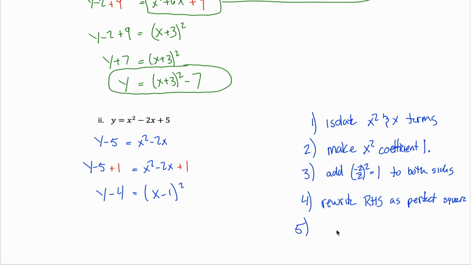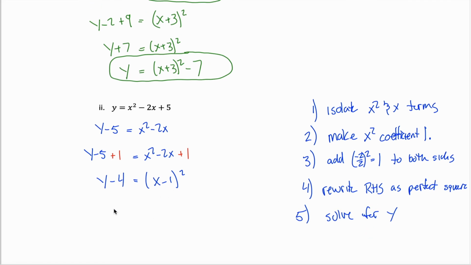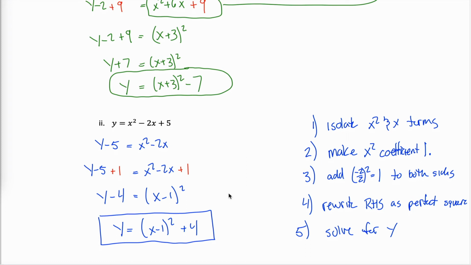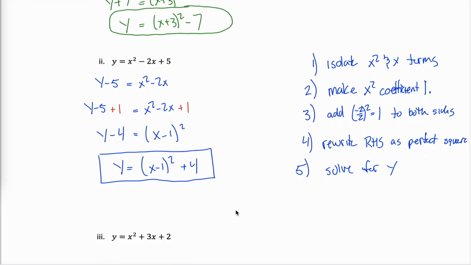Your fifth and final step is just to solve for y. In this case, it's pretty easy to solve for y. Just add 4 to both sides of the equation. So my final answer is y equals (x minus 1) squared plus 4. This tends to be a topic that students need a lot of repetition for. So let's do it again.